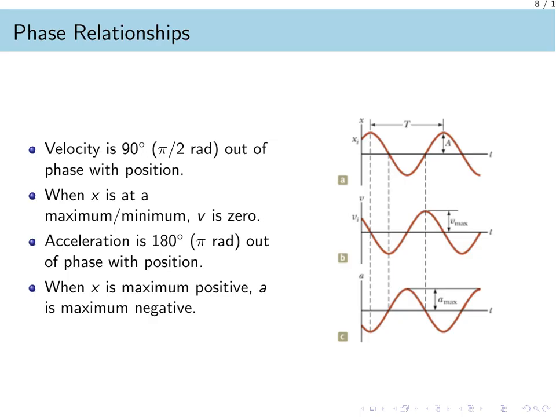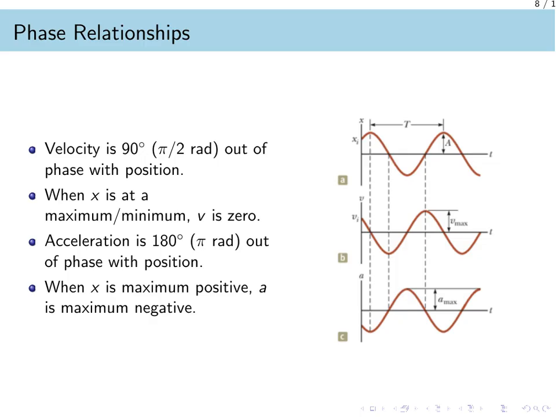It is crucial to understand the phase relationships between position, velocity, and acceleration. These three quantities all oscillate at the same frequency but are shifted in time relative to one another. Velocity is 90 degrees, or pi over 2 radians, out of phase with the position. This means that when the position is at its maximum or minimum, the velocity is zero. Conversely, when the particle passes through the equilibrium point, its speed is at a maximum.